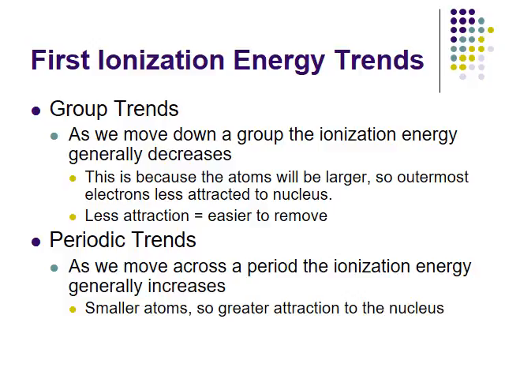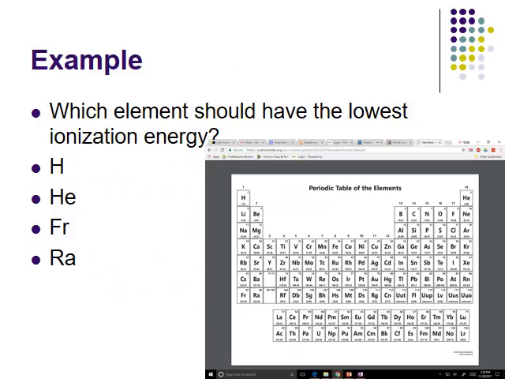Now the periodic trend, so as we go from left to right, ionization energy goes up. Why does it go up? Well, because again, as we move from left to right, atoms get smaller. That means the electrons are closer to the nucleus, and the closer things are to the nucleus, the more attracted they are. And the more attracted they are, the harder they are to remove.